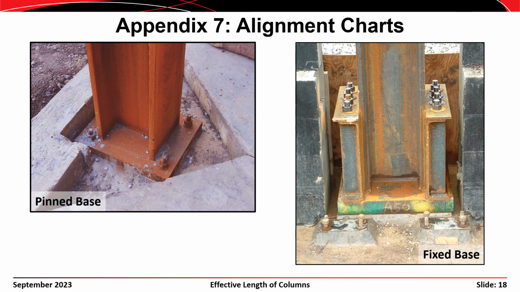The pinned base is basically a relatively thin base plate that is likely to bend under moment, permitting rotation of the end of the column under a relatively small bending moment. In contrast, the fixed base on the right is detailed to resist end moments at the base of the column by way of using a thicker base plate, stiffened channels, and additional anchor rods.